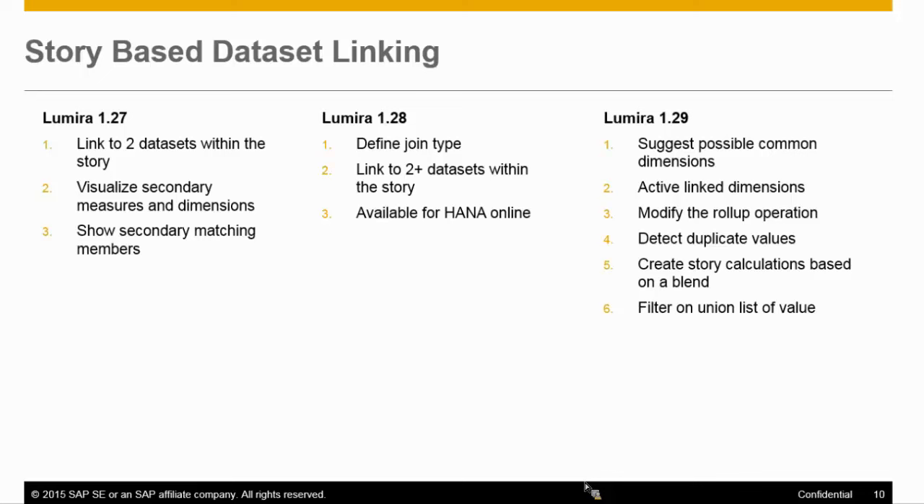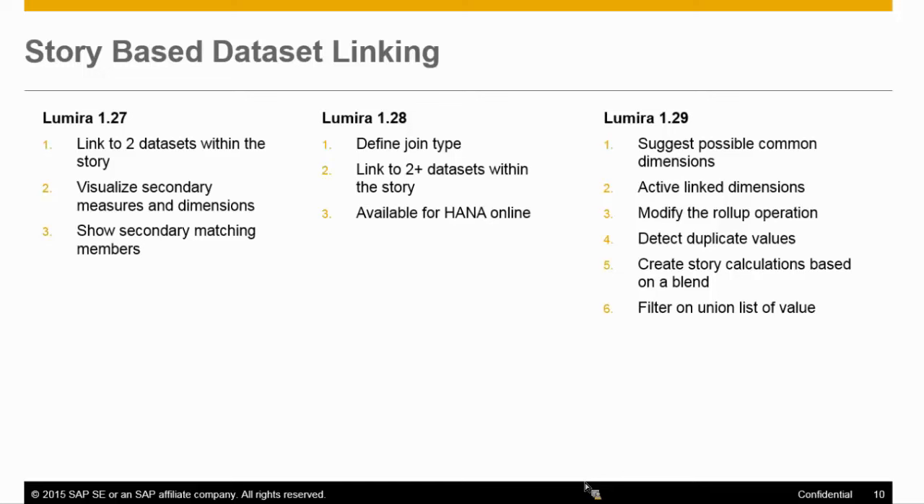In 1.29, we focused a little bit more on the user experience. So now we've given you some functionality to help you figure out how to link the datasets together. We've given you some suggestions on the common dimensions that you can possibly link on. We also allow you to browse through some of the sample values in the linking dialog so that you can tell which dimensions are possibly similar to which.